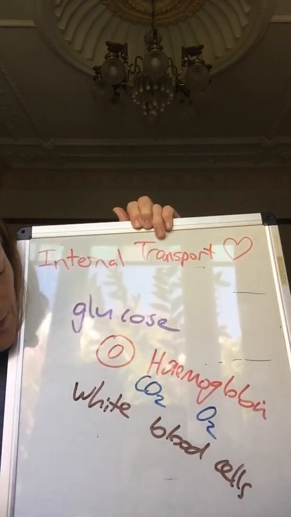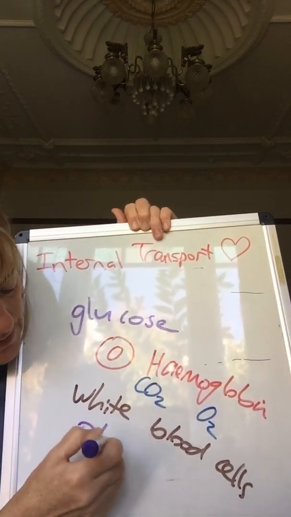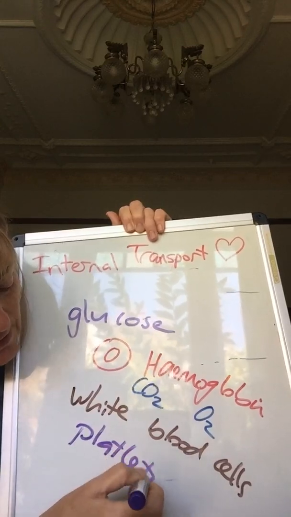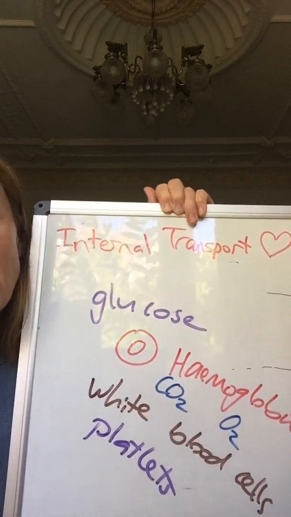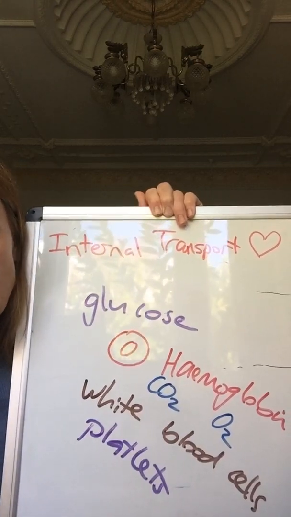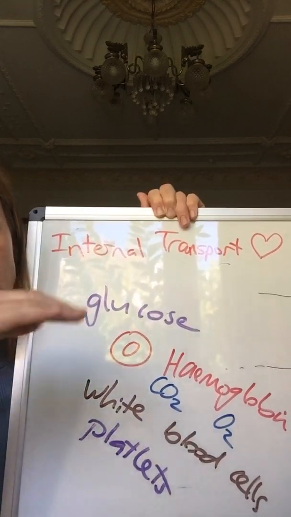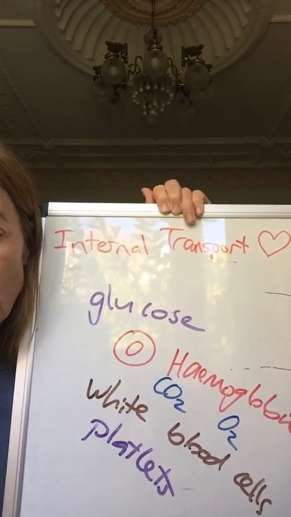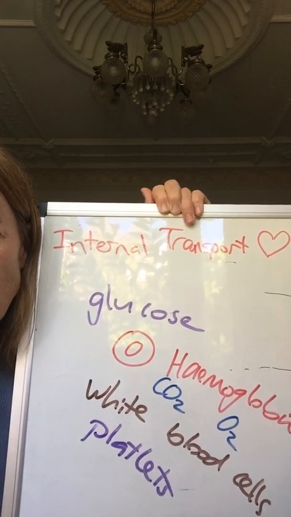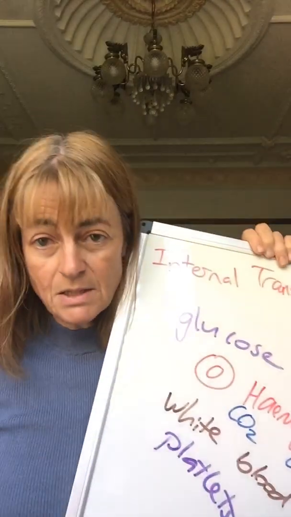And then we finally have our platelets. And platelets are little tiny cells that, if you cut yourself, they help stop you bleeding. So you'll get the sort of clotting and something covering up the cut so you don't lose all your blood. And that essentially is it.